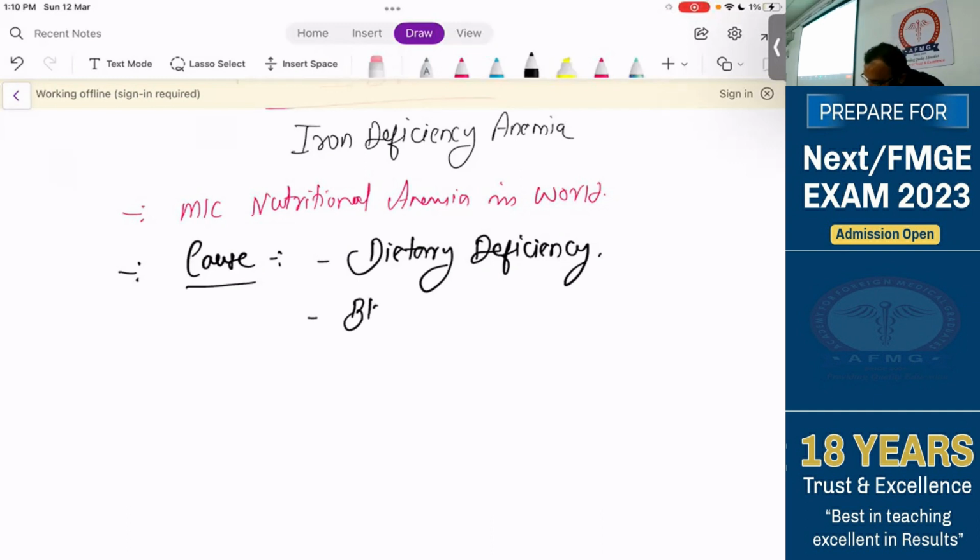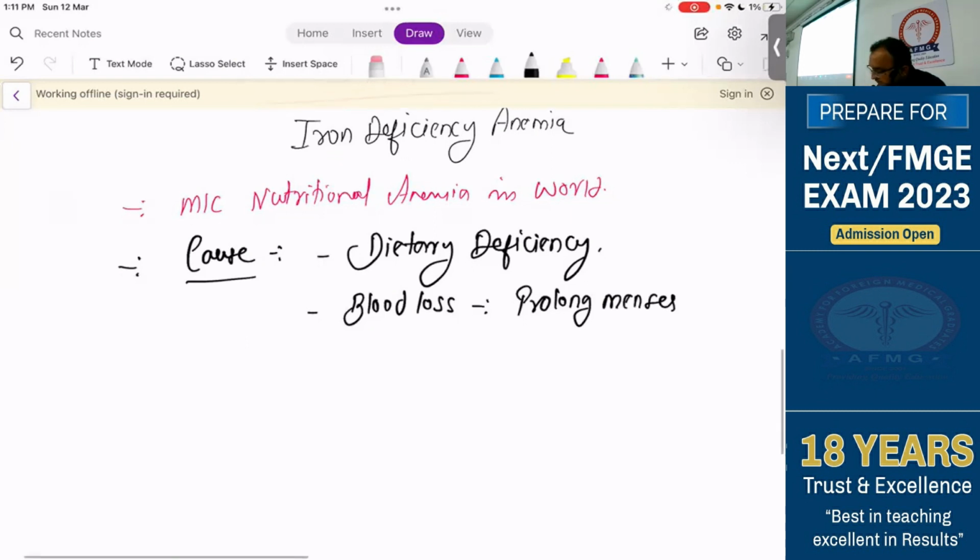Okay. Second thing, blood loss. The second important cause is blood loss, specifically in the developed countries. In the developed countries, blood loss is more significant as compared to dietary deficiency. Blood loss will be in the form of prolonged menses. So excessive blood loss during the menses.